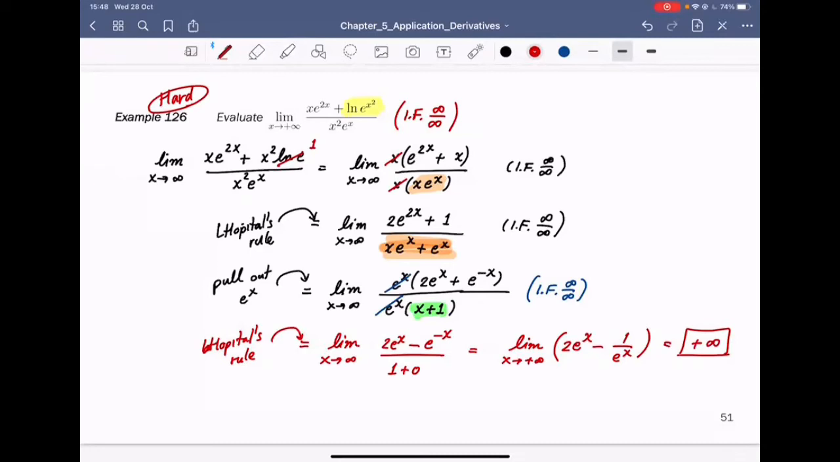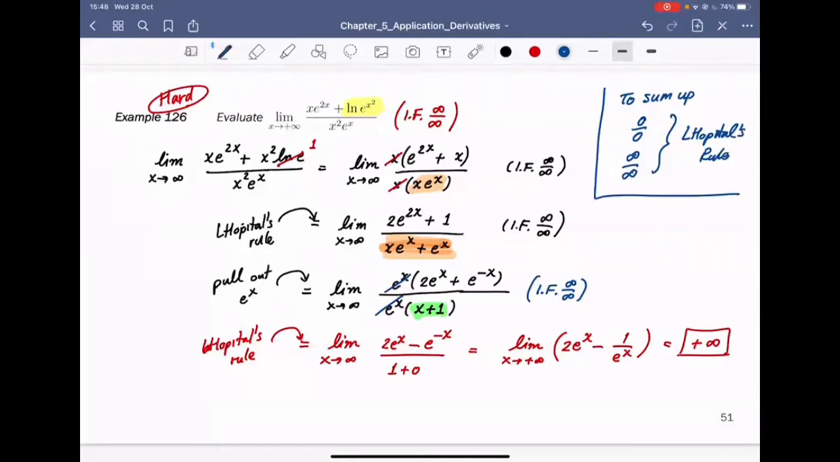To sum up, I'm going to write it here. To sum up, if you see 0 over 0 or infinity over infinity, you can apply the L'Hopital rule. And that is going to be your friend because once you apply the L'Hopital rule, everything is going to be smaller and nicer, and then you can compute the limit easily.